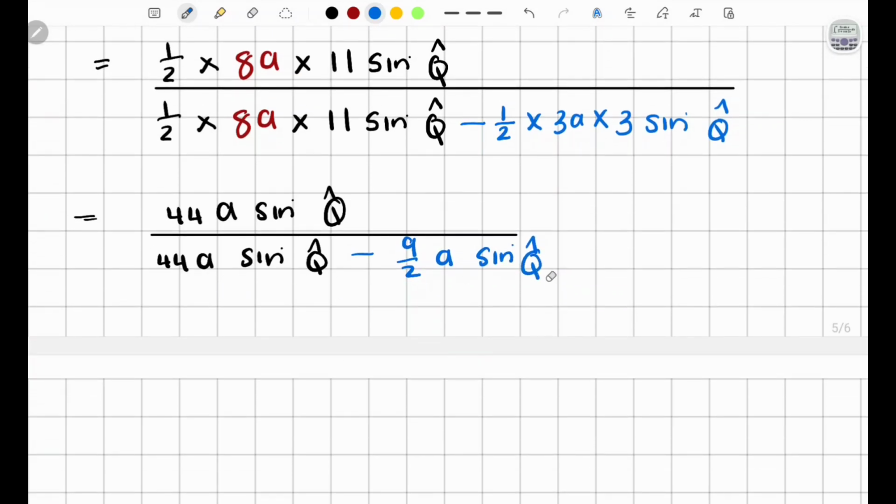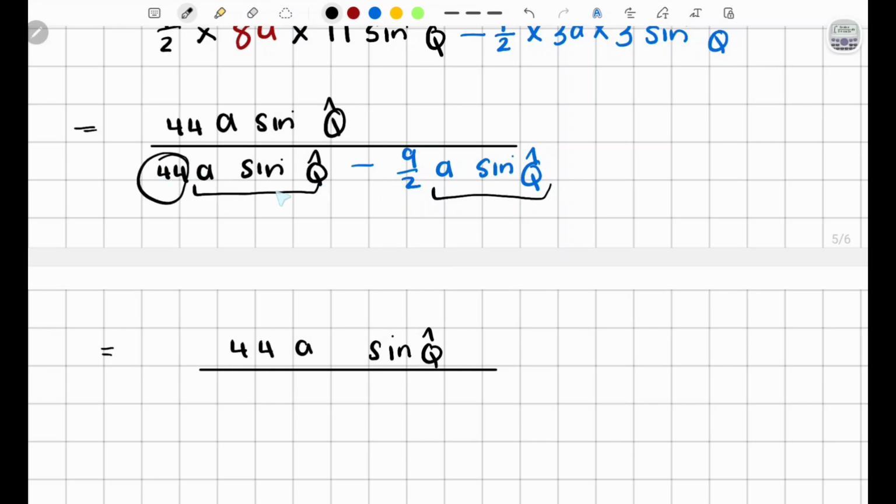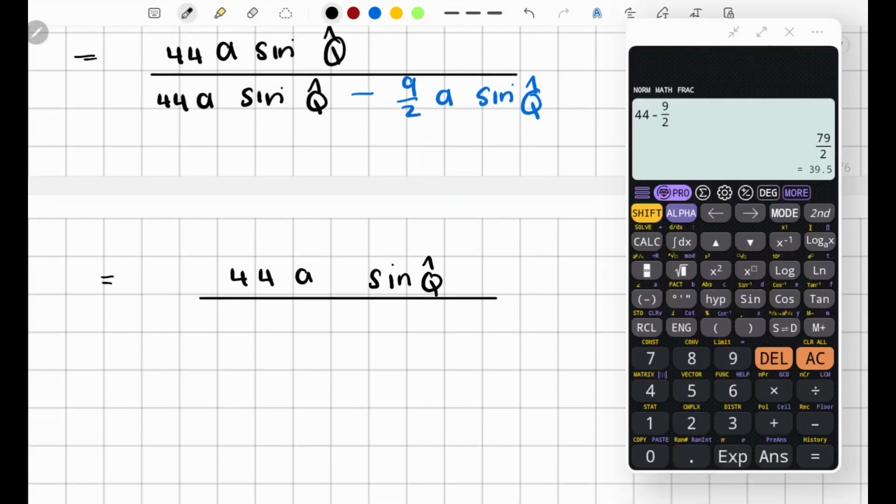So do you see that these are like terms? They're in terms of A sine of angle Q. We can subtract those. So on the numerator, we still have 44A sine of angle Q. And on the denominator, we can find out what 44 minus 9 over 2 is, because this is just the like term. And as a fraction, that is 79 over 2. So 79 over 2. And so it's also still going to be in terms of its like term, which is A sine of angle Q.